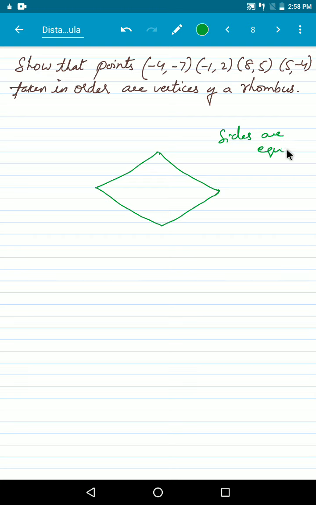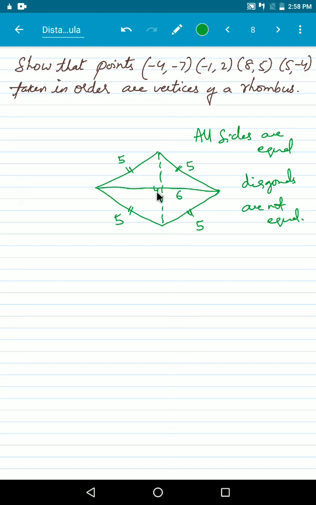Sides will be equal. All sides, 1, 2, 3, 4. If we say this is 5, this is also 5, this is also 5, this is also 5. But the diagonals are not equal in a rhombus. See, if we say this is 4 units, this will be greater than 4. From here to here, if it is 4, from here to here it will be 6, like this. So in a rhombus all sides will be equal, but the diagonals will not be equal.